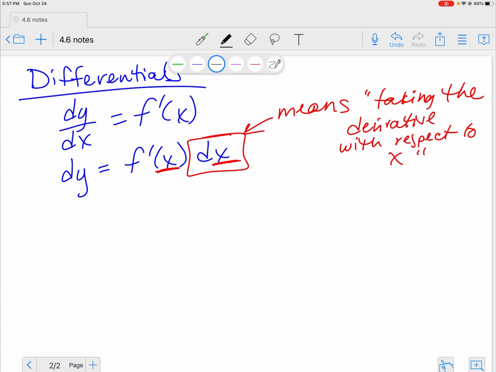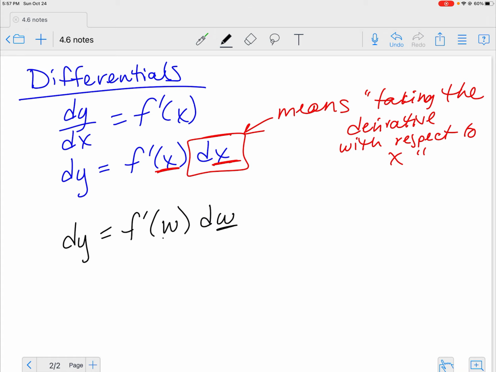If I have something like dy is equal to f prime of w, then my differential has to be a dw. See what's going on here? So that y just means function over here, right? y equals situation. So the derivative of my function, y is that variable. This w has to relate to my differential w because that's what it is.